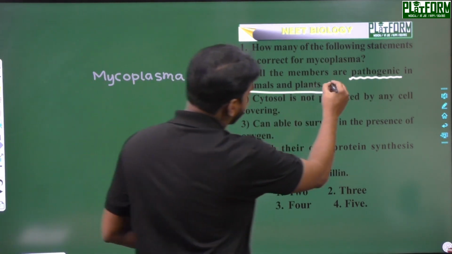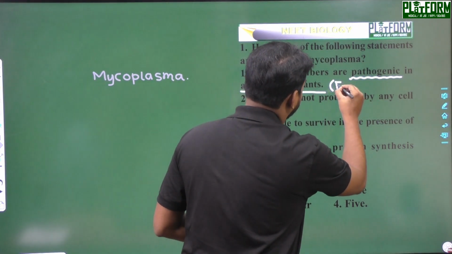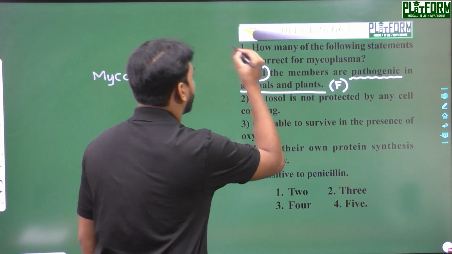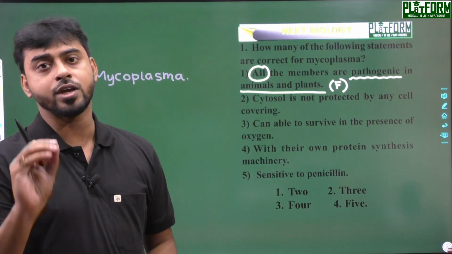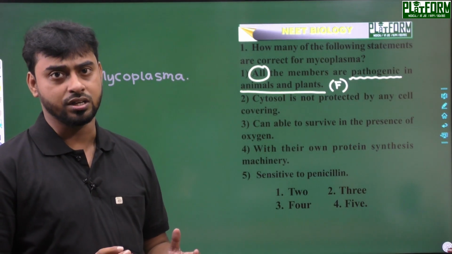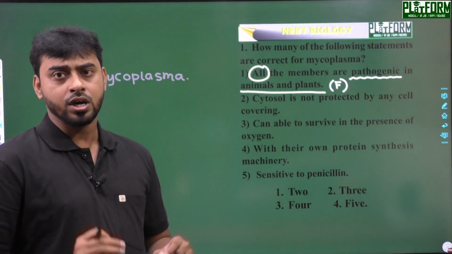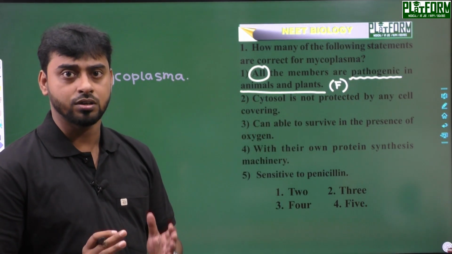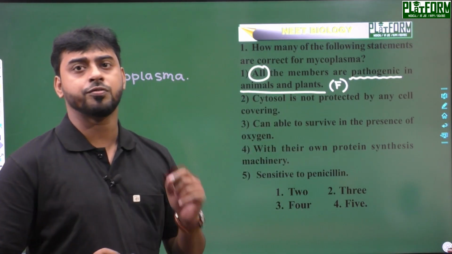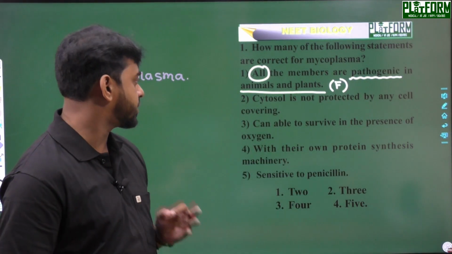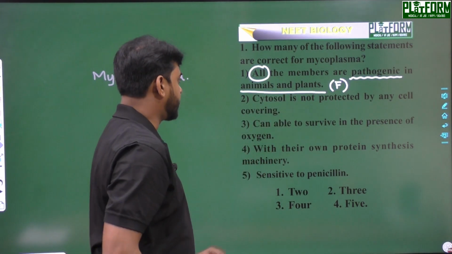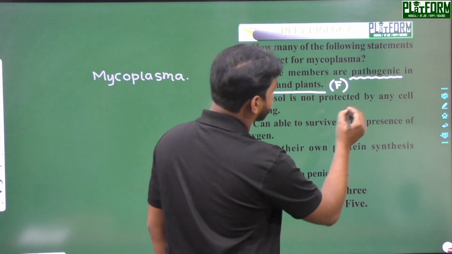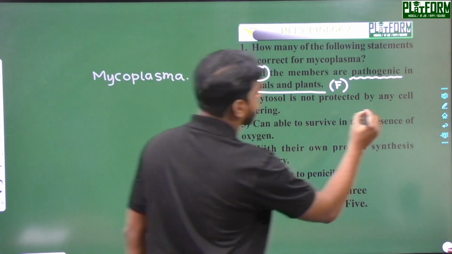But this particular statement is considered a false statement because of the word "all". Not all the members of mycoplasma are pathogenic in nature. In your NCERT book, it is written that most of the members of mycoplasma are pathogenic. That means not all are pathogenic, so it is a false statement. In the next statement, it is written that the cytosol is not protected by any cell covering.